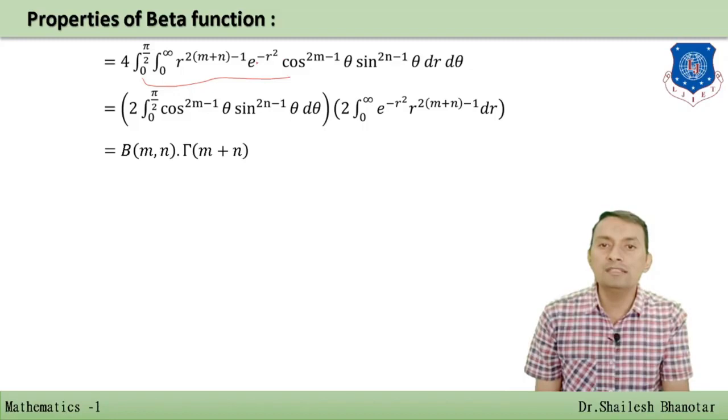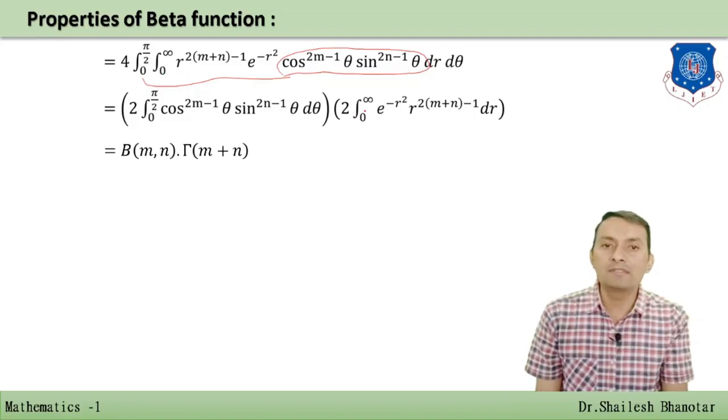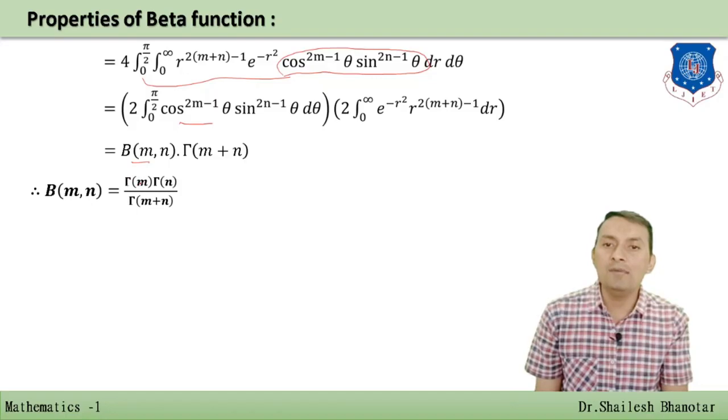So when I simplify, what will I get here? First I'm just going to focus on the theta. So integration from 0 to pi by 2 of cos raised to 2m minus 1, sin raised to 2n minus 1 theta d theta, and 2 times is there. Again I can write 2 times integration from 0 to infinity r raised to 2 times m plus n minus 1 e raised to minus r square dr. This is the property of the beta mn, and this is exactly gamma of m plus n. But when we simplify, beta mn is equal to gamma m into gamma n divided by gamma m plus n. Whenever it is required, we will use this formula, because this is the relation between beta and gamma function.